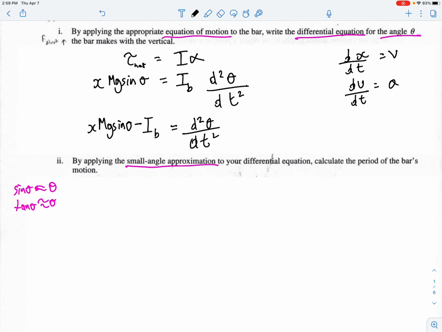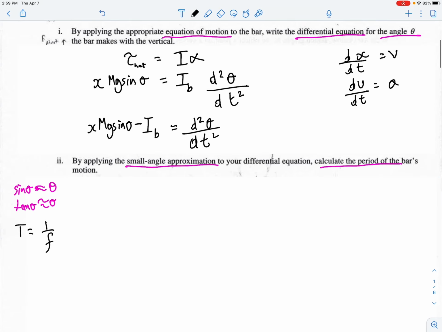Calculate the period. So I need to know the period of the bar's motion. I'm in this test and I don't know what to do. Well, I can look at my cheat sheet. The only places I see period is that the period is equal to 1 over f, or I see that the period is equal to, no, let me do it the way I remember, because I haven't looked at these equations.